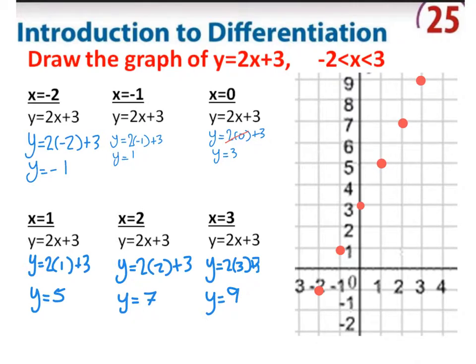Now we have plotted all our points, and we notice that they form a straight line, and that makes sense because we have an x in our equation. If we had an x squared, we would have a u-shaped graph or an n-shaped graph. But if there is just an x in our equation, then we know we have a straight line. So here we have the graph of y equals 2x plus 3.